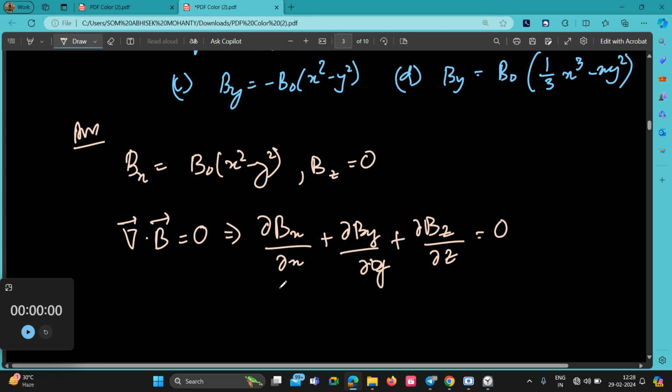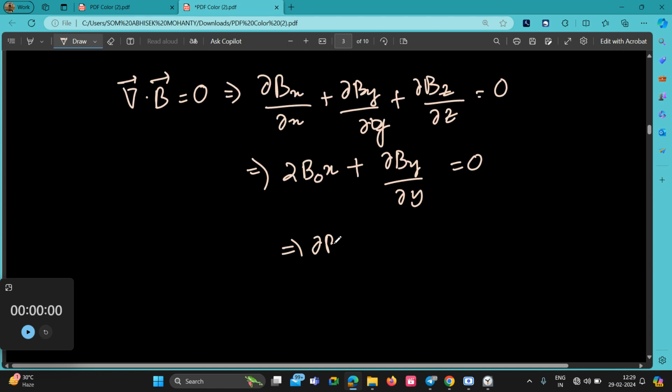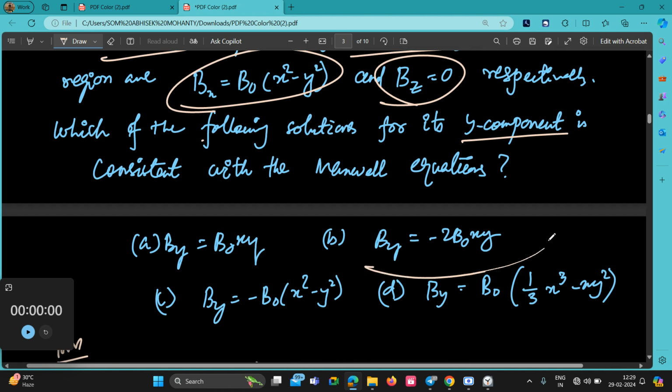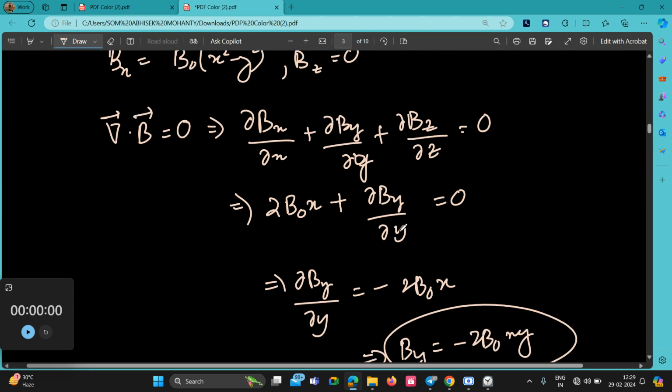So del Bx by del x is 2 B naught x, plus Bz term is 0. So del By by del y is equal to minus 2 B naught x. So By will be minus 2 B naught xy, if we take the integration. So that is the answer. Simple. Again, you just have to think.